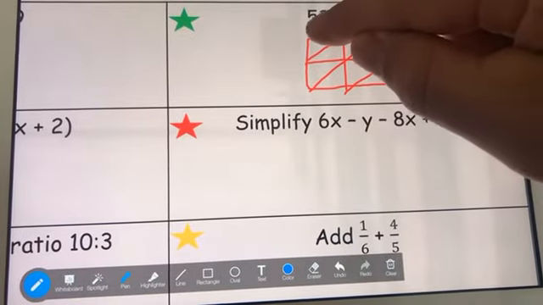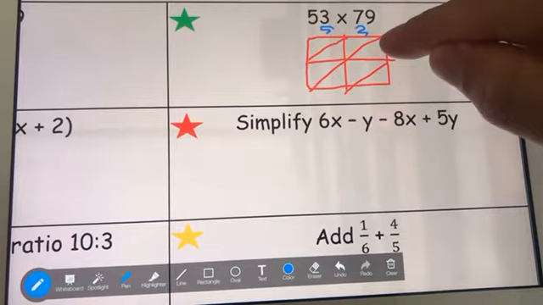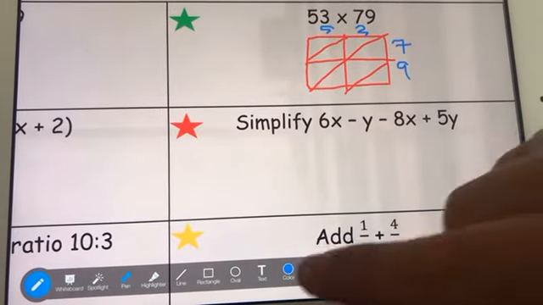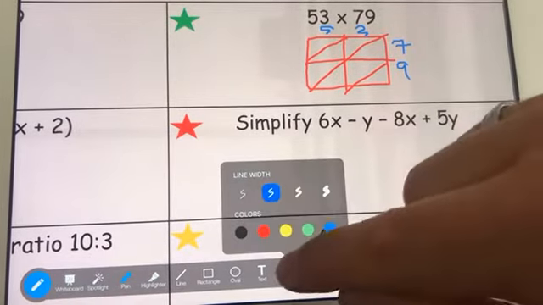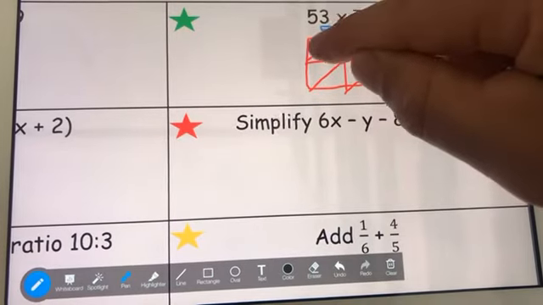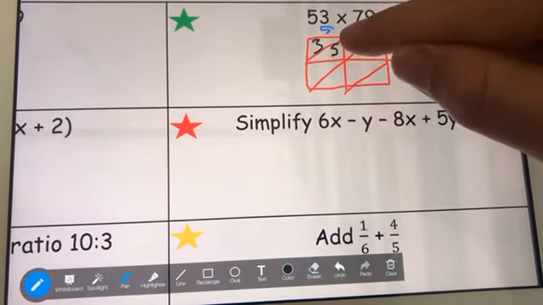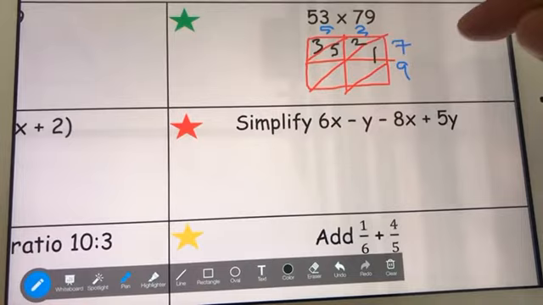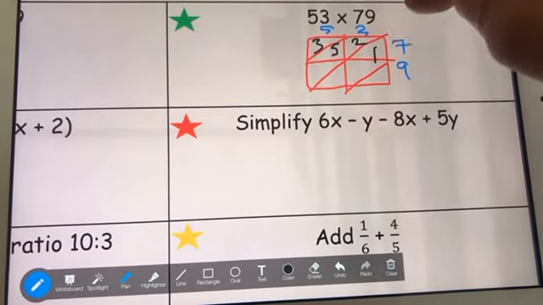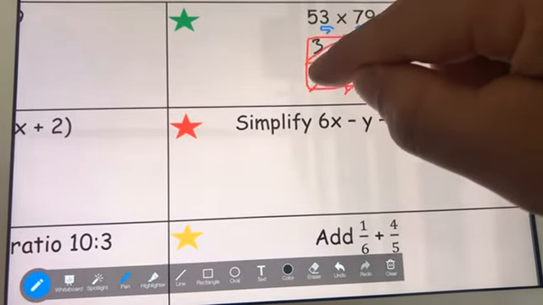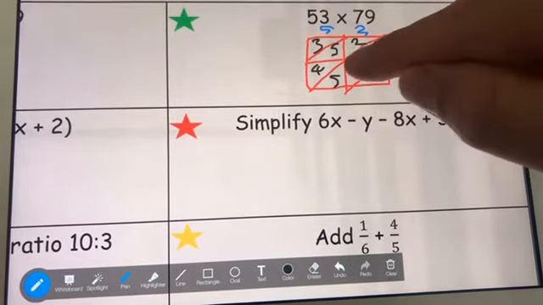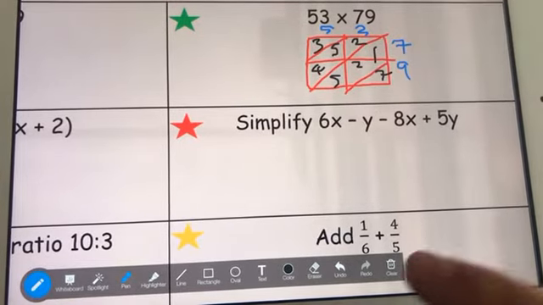Okay, so I've got 53 times 79. If I multiply those together, 5 times 7 is 35. 3 times 7 is 21. 5 times 9 is 45. And 3 times 9 is 27. Once you're there, you just got to add up your slides.